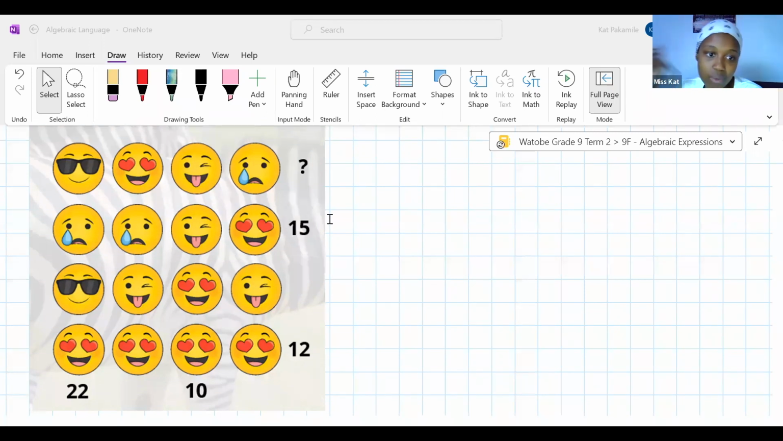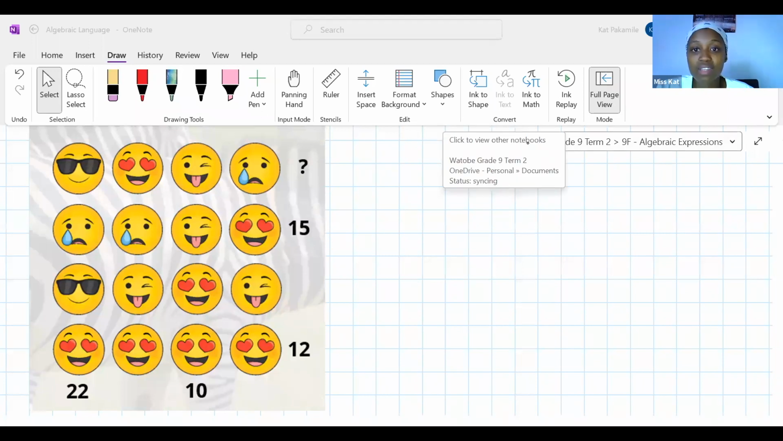Yes, ma'am. With the guy with the glasses, it's 5. And then the silly face is 4. Then the crying one is 2. Remember, this is a new sum, so the previous values don't count anymore. See, that's the nature of algebra. Remember, x could be 1, and then in the next sum, x could be 5, and then in the next sum it will be 2. That's why we are doing these.